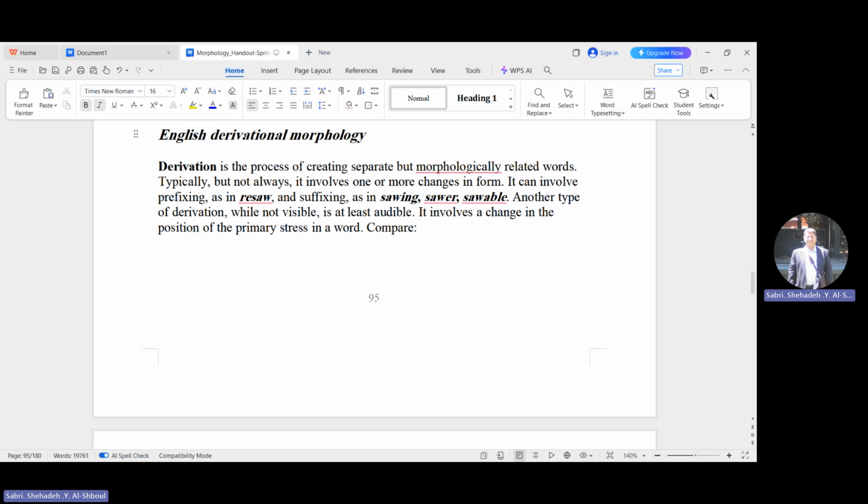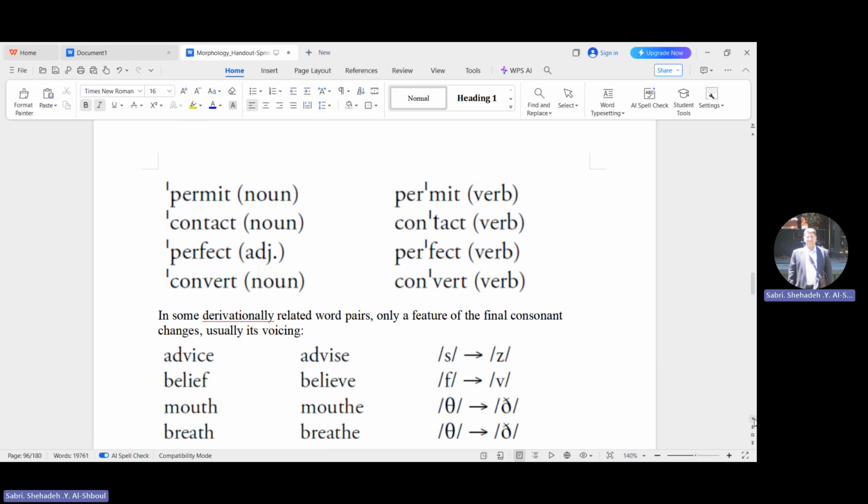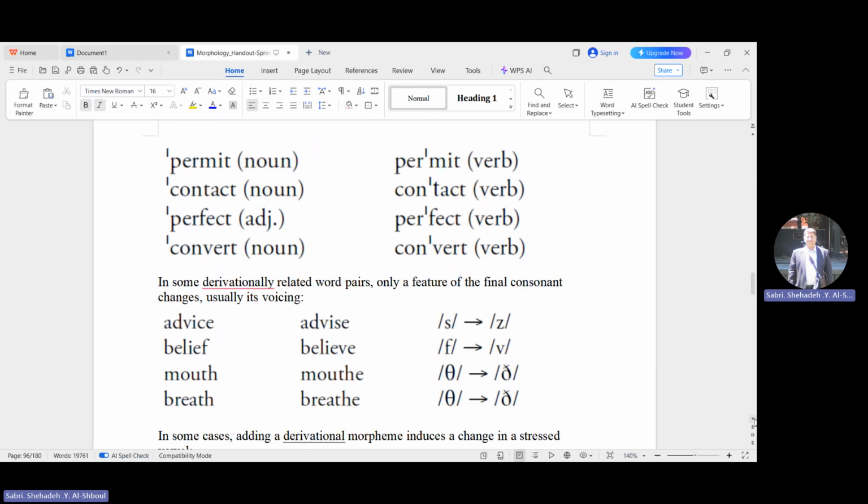So it involves one or more changes of form. It can involve prefixes, as in saw, resaw, suffixes, saw, sawing, sawer, sawable. Another type of derivation, while not visible, is at least audible. So it involves a change in the position of the primary stress in a word. So here, when we look into the examples, we notice that derivation can be maintained via different tools coming from phonology.